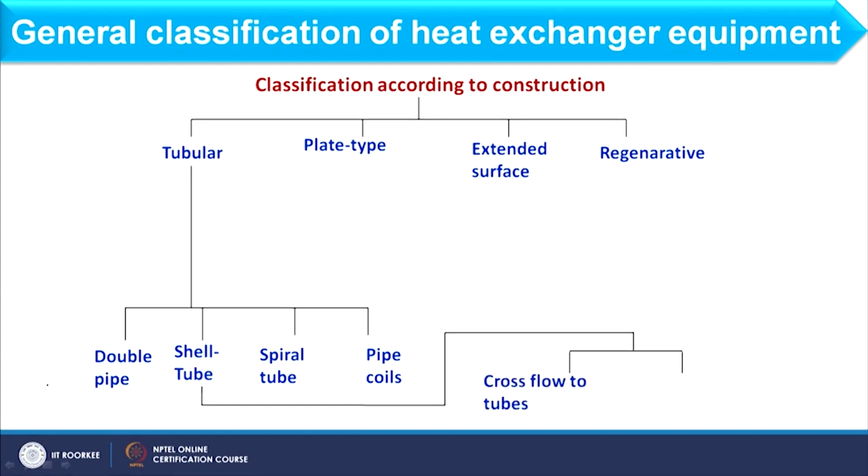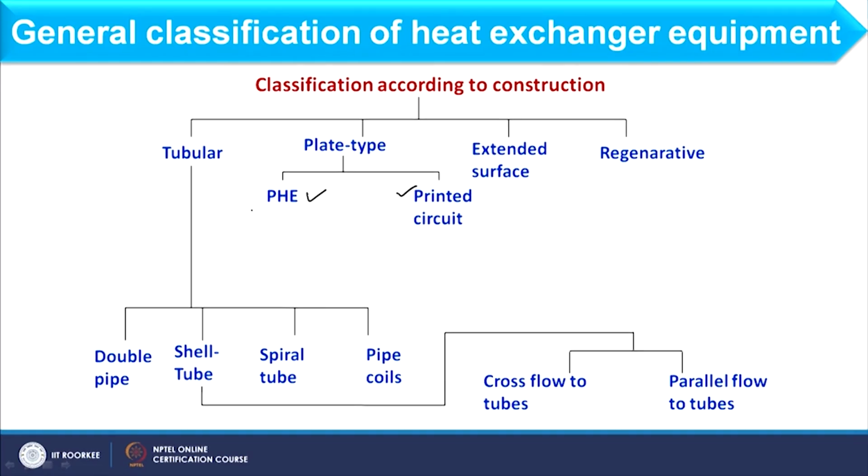shell and tube heat exchanger. So, these are basically cross flow to tubes and parallel flow to tubes, so that it will depend on the flow type. So, that is the classification of shell and tube heat exchanger. Now, we will further classify plate type heat exchanger. Plate type heat exchanger is PHE, that is plate heat exchanger, and printed circuit.